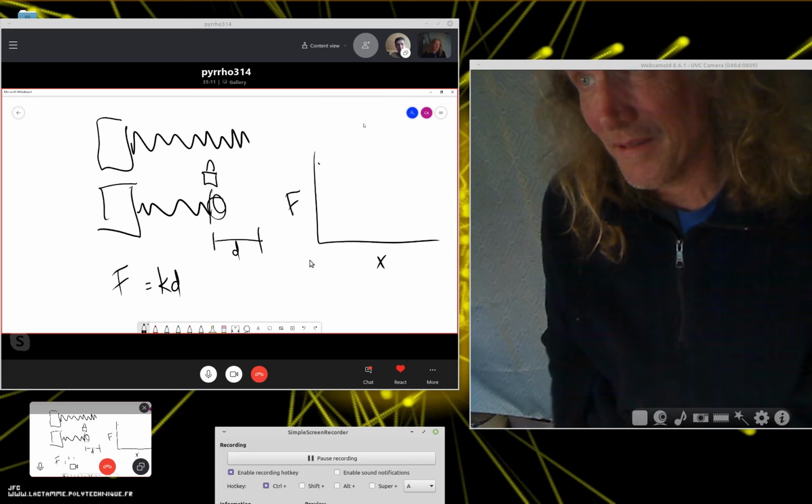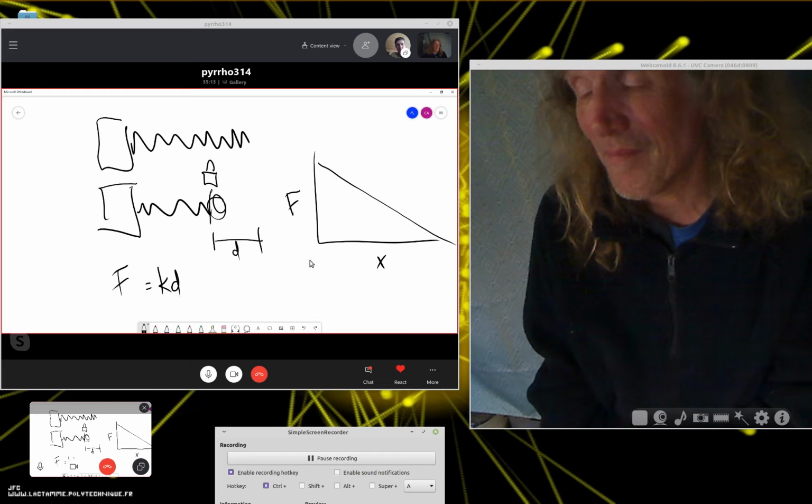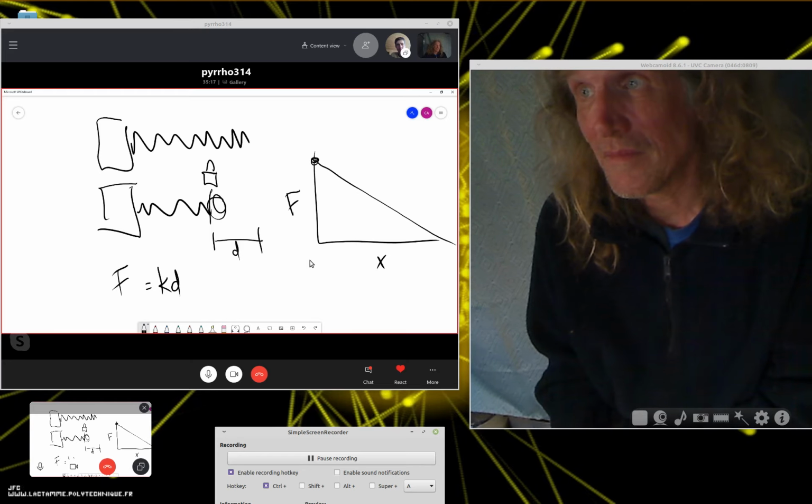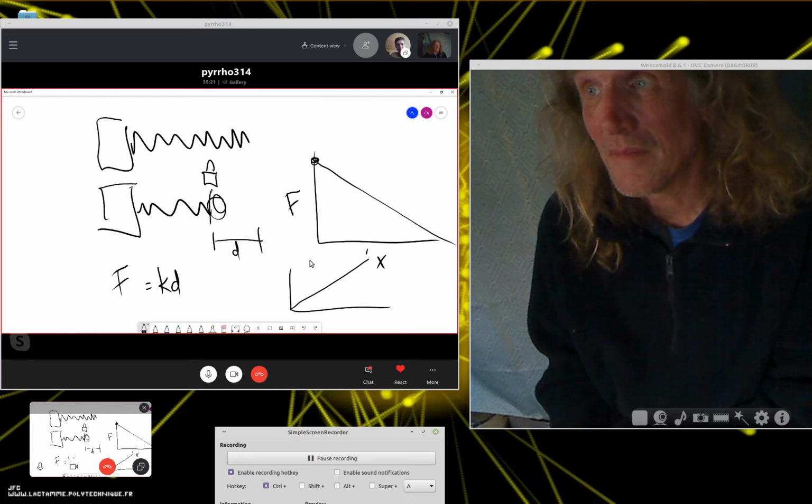Yeah. And it's like this. Boing. It goes from whatever it is at the compression. But you can also draw it the other way, right? You can draw it like this, but that's weird because it ends up compressed. But you can draw it either way.